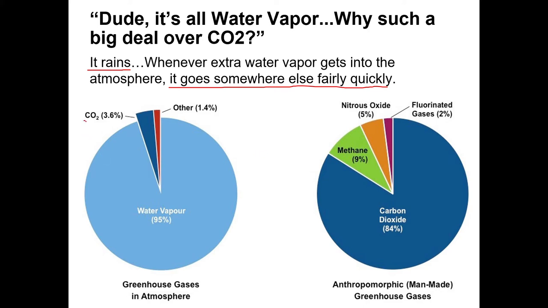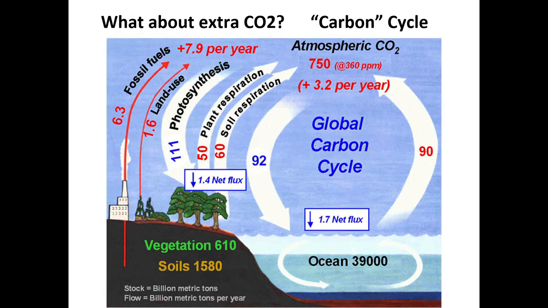What about CO2? If we start dumping extra CO2 in the atmosphere, what happens to it? Well, that's a good segue into the carbon cycle. That is basically how carbon, not just CO2, but carbon in general, moves throughout our whole global system.